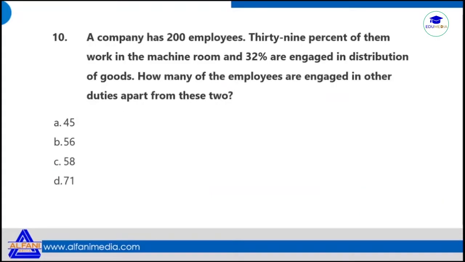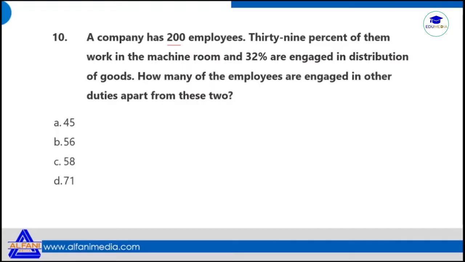So that is question number 9. Number 10: a company has 200 employees. 39% of them work in the machine room and 32% are engaged in distribution of goods. How many of the employees are engaged in other duties apart from these two? So they have 200 employees, 39% of these employees are in the machine room, and 32% of the same employees are in distribution. So we want to know the remainder.